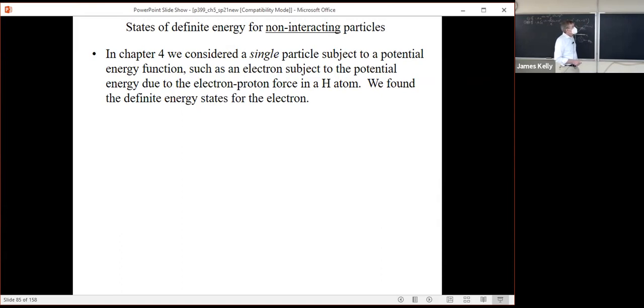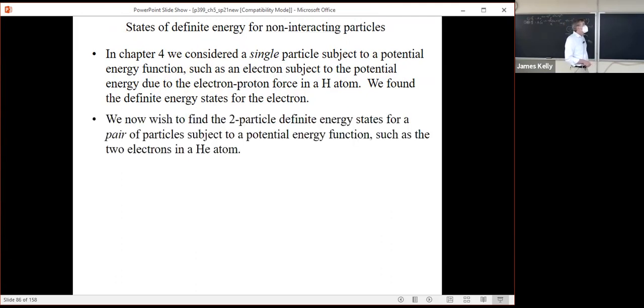This can be quite complicated, but let me follow the bullets I put down here. Of course, in chapter 4 and in chapter 2, even in one dimension, we were considering a single particle in a potential energy function, much like an electron subject to the potential energy of the electron-proton force in a hydrogen atom, and we were able to find definite energy states for the electron. We're now going to find states where we have a pair of particles subject to a potential energy function, such as we might have in a helium atom. We've got two electrons in a helium atom.